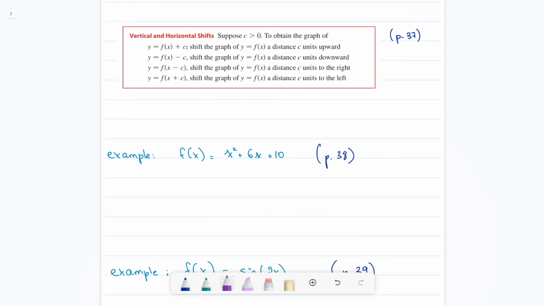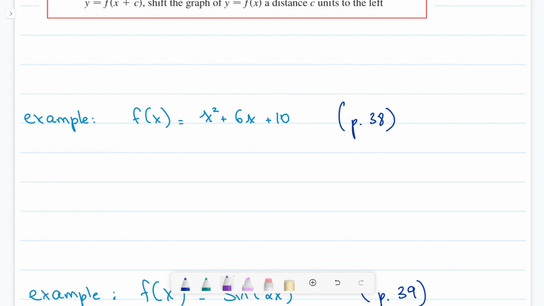Now we will move on to an example. If we are given f of x equals x squared plus 6x plus 10, we know that this is a quadratic, so it should look something like a parabola, but we are trying to sketch it a little more accurately.